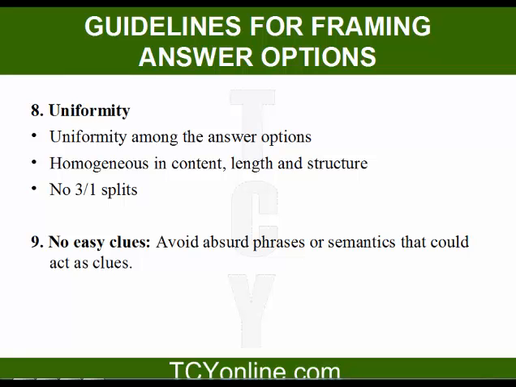This slide explains the concept of uniformity. There should be some sort of uniformity among the answer options. If an answer option is a number, all the answer options should preferably be numbers. We cannot possibly compare parts with a whole or an individual with a group. The answer options should be homogeneous in content, length, and structure. There should be no 3-1 splits, that is, 3 positive options against 1 negative option and vice versa, or 3 singular answer options against 1 plural option and vice versa.